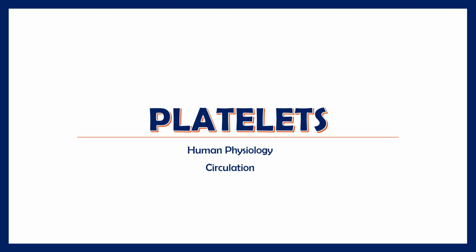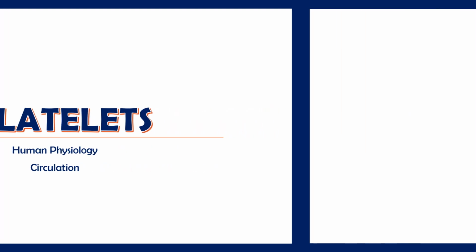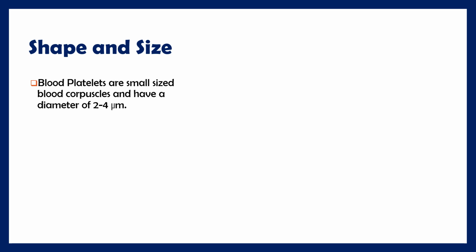So this is a part of chapter circulation. So let's just discuss what are blood platelets. So let's just first discuss what are platelets. So blood platelets are small sized blood corpuscles that have a diameter of about 2 to 4 micrometer. Blood platelets help in the coagulation of blood and prevent blood loss.